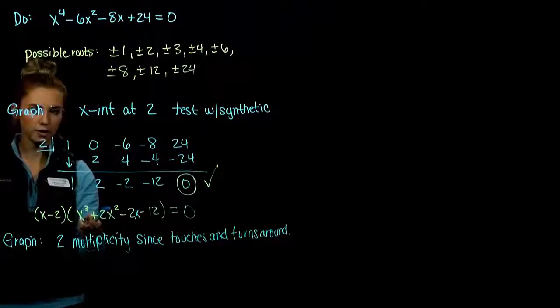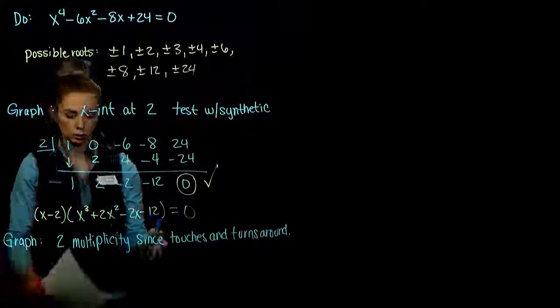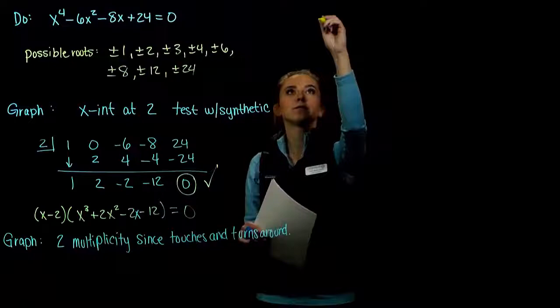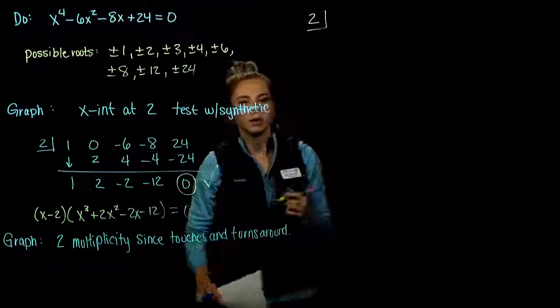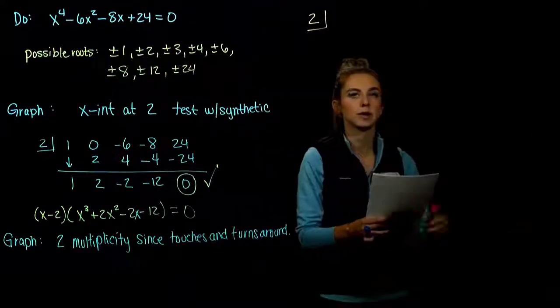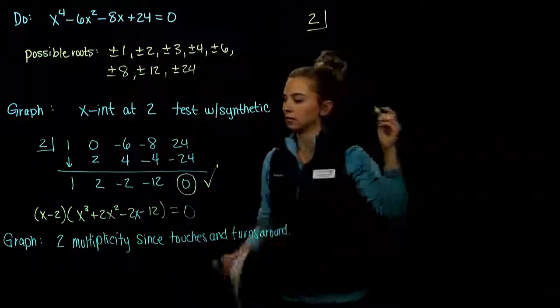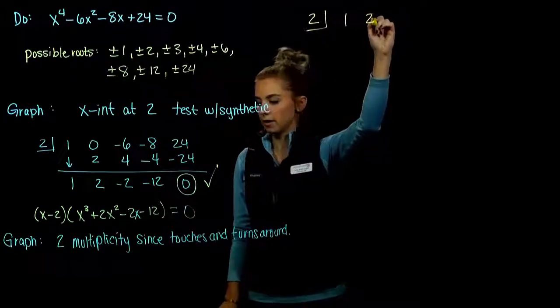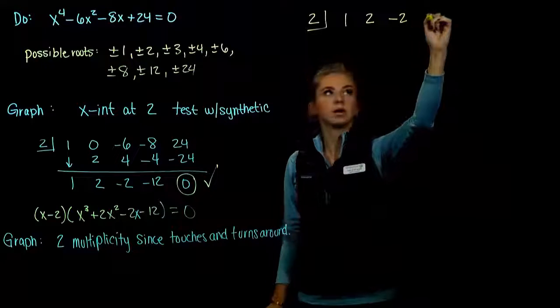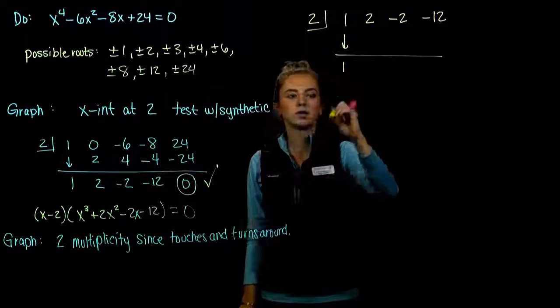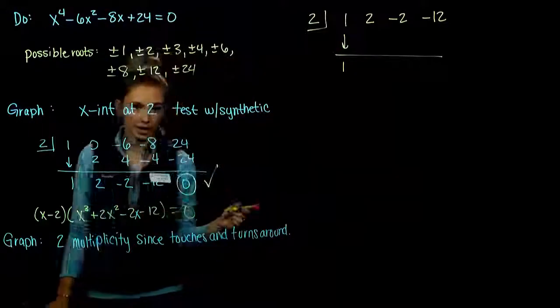So can I factor out another factor of x minus 2 from this piece? We can test. We're trying to figure out, is x minus 2 a factor of this? So what coefficients do we have on that polynomial? We're dealing with 1x cubed, 2x squared, negative 2x, and negative 12 at the end. So we'll do the division here and see if we have a remainder of 0 again.